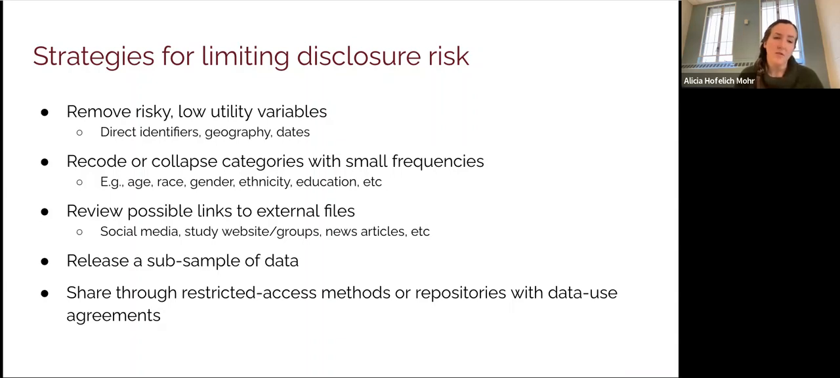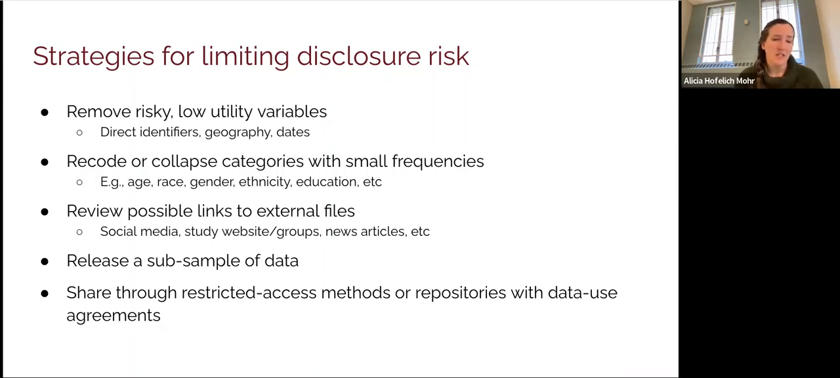And one thing we do too is we also review possible links to external files. So this can include social media, a study website or groups, news articles, publicly available information about the study that could help narrow down the pool of people who might be in that data set. And so I like to say that we do a lot of sketchy internet searching, trying to de-identify data sets, to find what we could find.